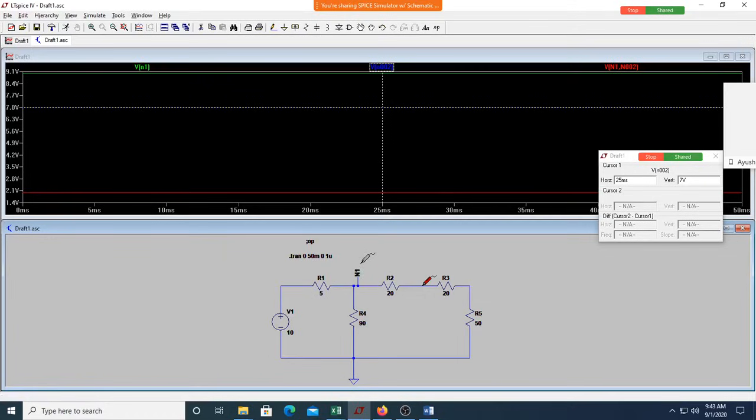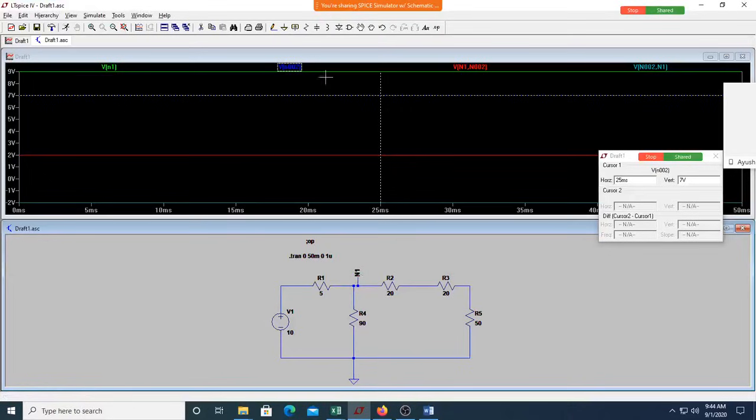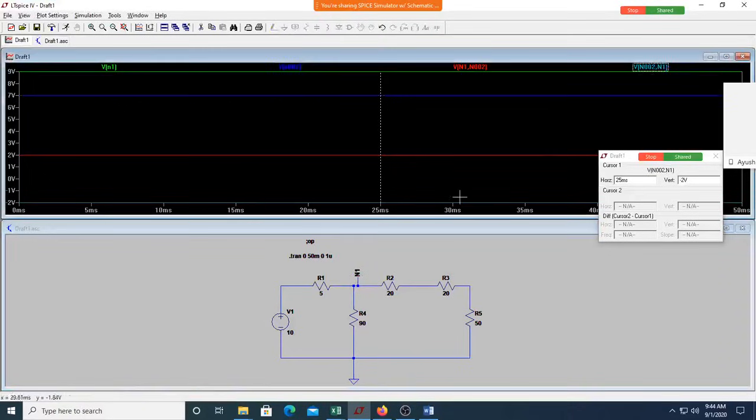Suppose you are measuring here, what will you get? Voltage across R2, but measured in the opposite direction. It will be -2. See here, this is actually -2. It has become -2 because you are holding this with respect to this, and you are assuming the current in this direction. So that's why this voltage is negative.